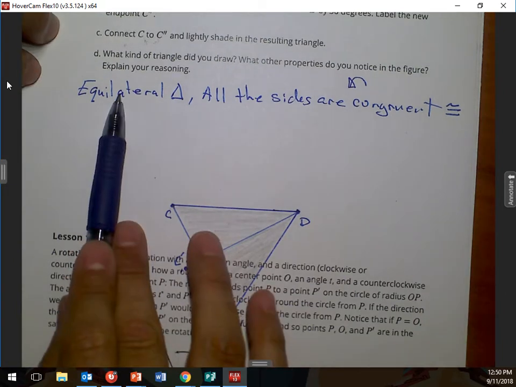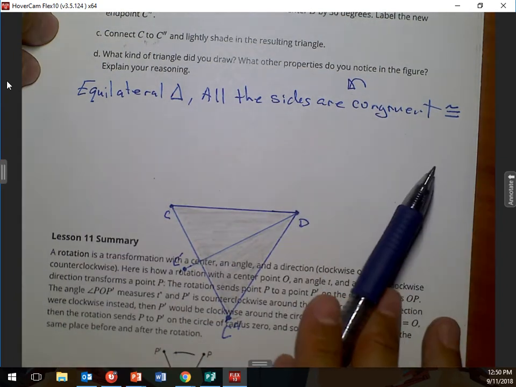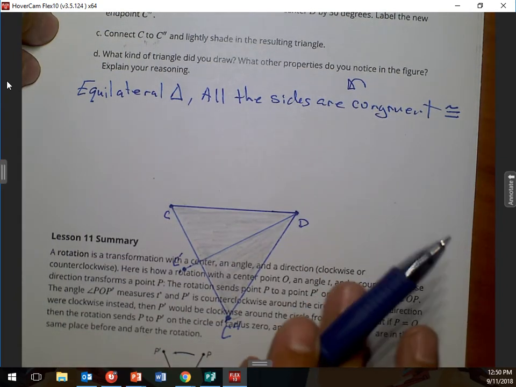So equilateral has another thing that goes along with it. It says that all sides are congruent, but how do we categorize it by angles?